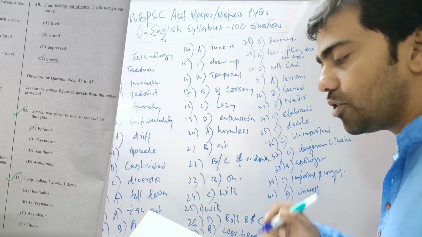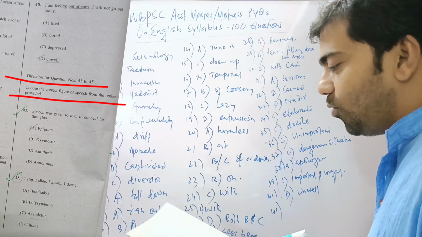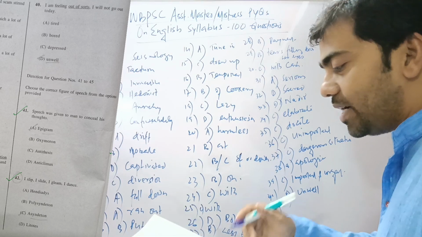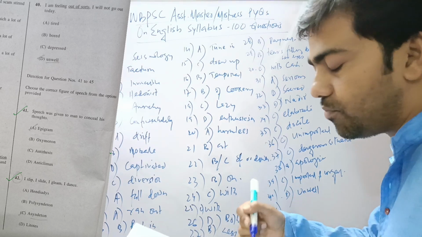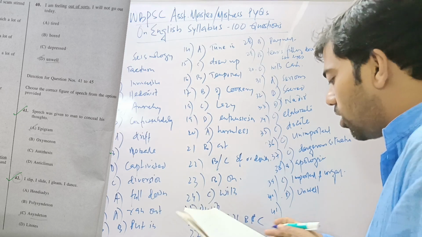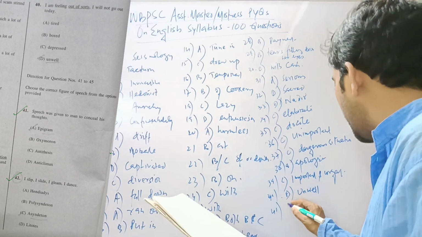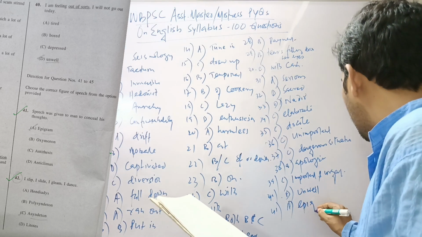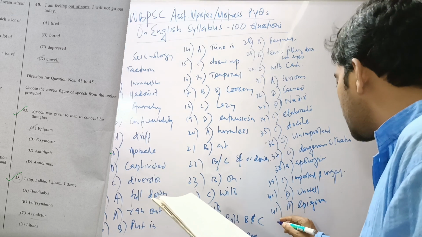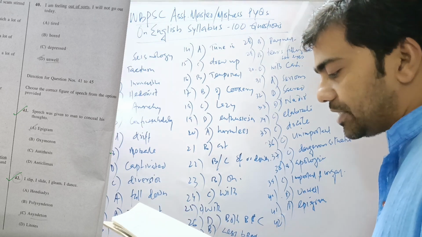Okay, direction for question number 41 to 45. Till now no literature part was here, but here is the literature part from rhetoric. Speech was given to man to conceal his thoughts. It is a very paradoxical line. So it will be epigram. Very shocking contradiction.